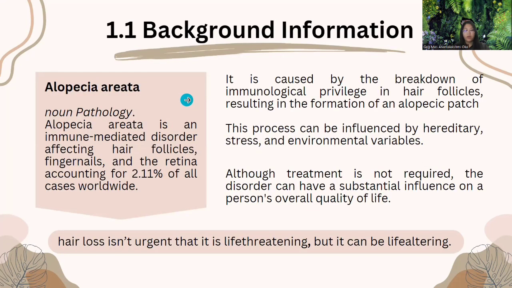Alopecia areata, an immune-mediated illness, is the second most common cause of hair loss. It is caused by the breakdown of immunological privilege in hair follicles, resulting in the formation of an alopecic patch. Hereditary, stress, and environmental factors can influence this process. Although treatment is not required, the condition can significantly impact a person's overall quality of life. It can result in mental health problems such as depression, anxiety, and sleep disorders.